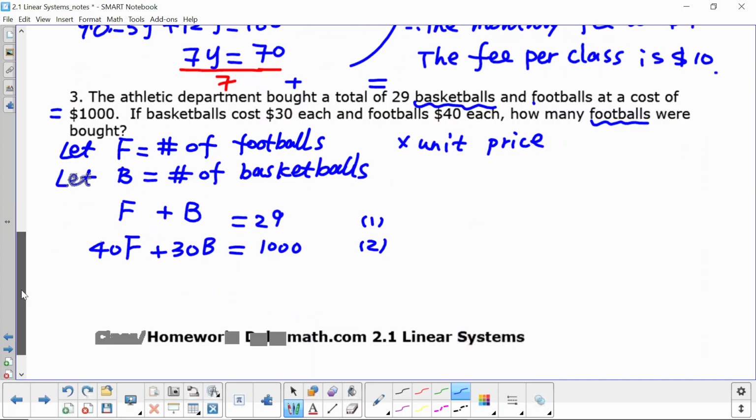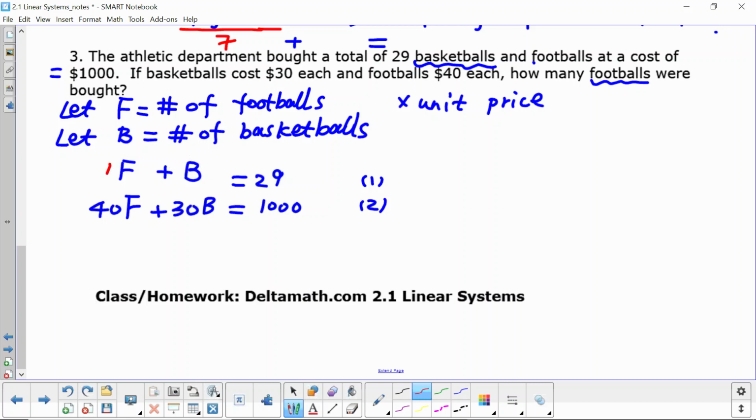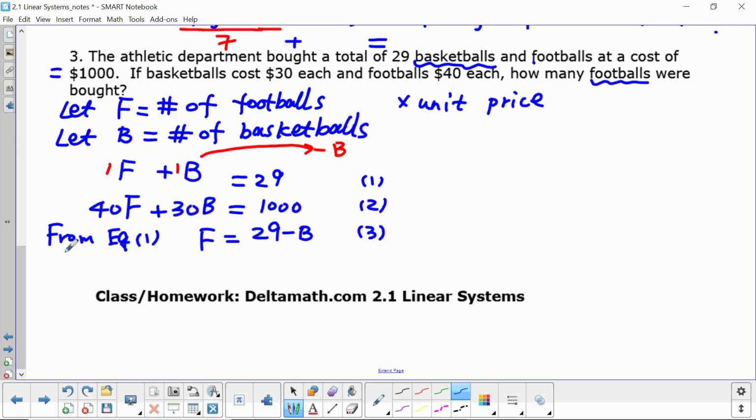Okay. So this is the last one. We are going to isolate one of the variables with 1 in front. Both of them have 1 in front, so you could isolate either one. Now I may just isolate the f. So we move the b to the other side, which is minus b. Then from equation 1, f equals 29 minus b. Then substitute this into equation 2.